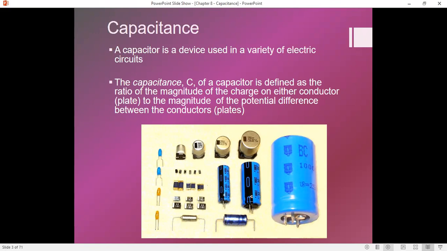So again, capacitors are devices. They store charge because they have charge stored within them. They also store energy in the form of an electric field. And they come in a variety of different shapes and sizes, capacities, and so on.